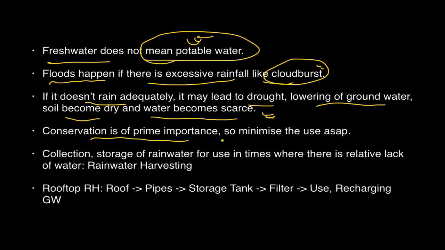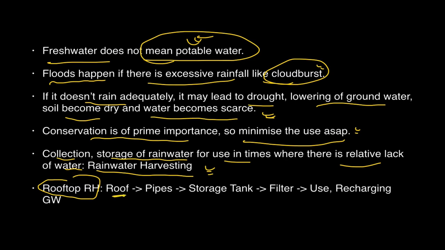Now conservation is of prime importance, so minimize the use as much as possible. There should be collection and storage of rainwater for use in times where there is a relative lack of water, which is called rainwater harvesting. Collection, storage and use it when there is lack. In rooftop rain harvesting, water comes on the roof, that goes through a pipe to a storage tank, you filter it and then you use it. While recharging groundwater is another type of rainwater harvesting only. Then you do not allow it to go to impervious surfaces like roads, etc.